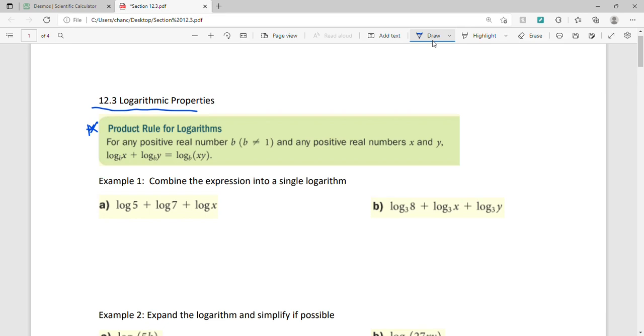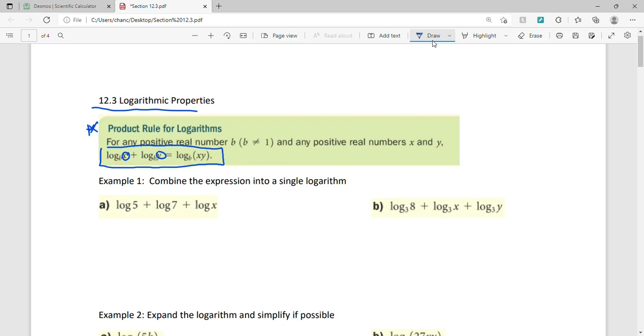For any positive real number b not equal to 1, and any positive real numbers x and y, log base b of x plus log base b of y is equal to log base b of x times y. What we are saying is, if we have the addition of two logs with the same base, we can multiply the arguments into one larger log.